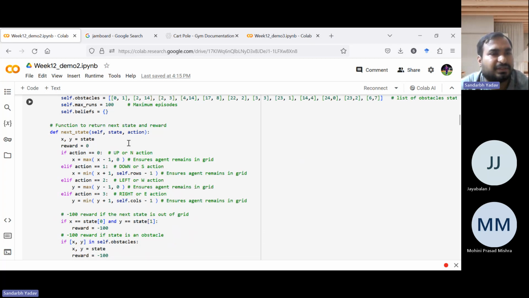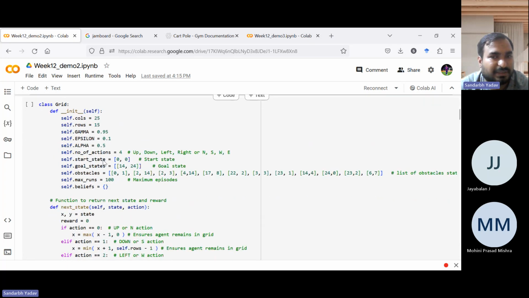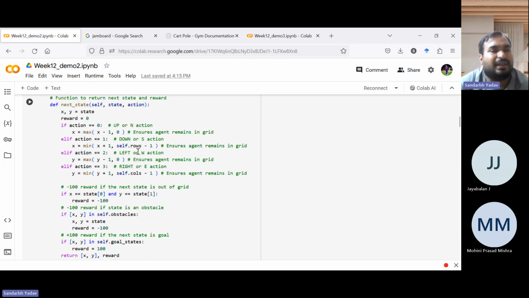So this is the next state function. The next state function basically returns the next state and reward. Remember, here we didn't use a standard environment. Unlike CartPole and others, we are not using gym here, so we are actually defining our own environment. So here the next state function is there. You will pass the state and the action which you are taking, and it will return the next state and reward. Here there are some if-else kind of conditions.